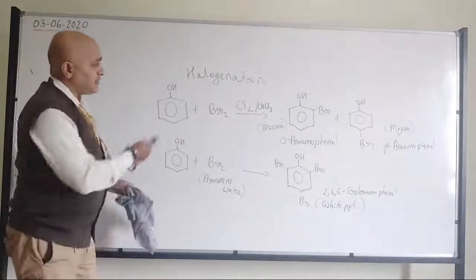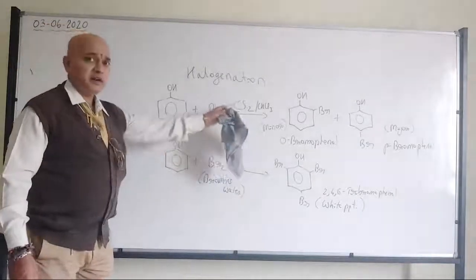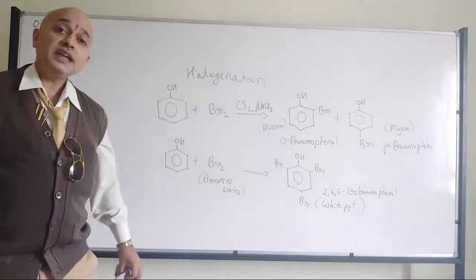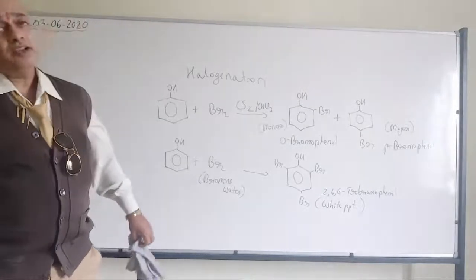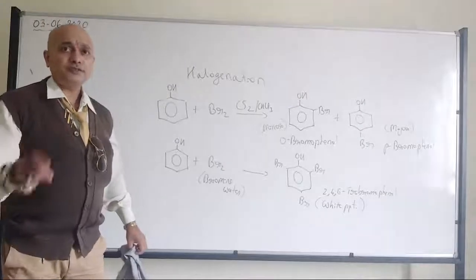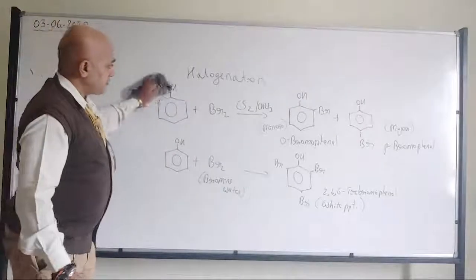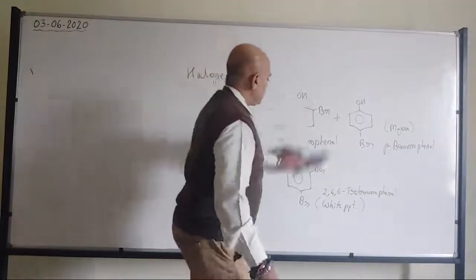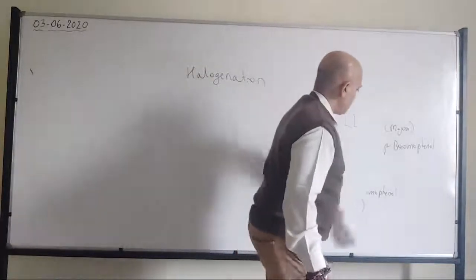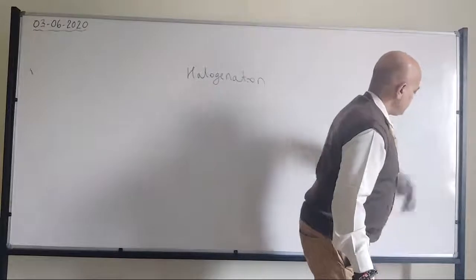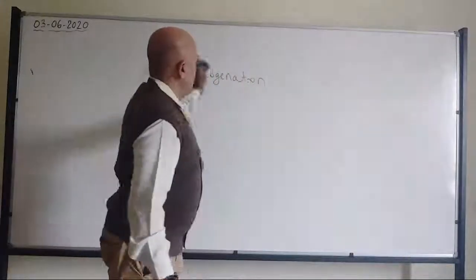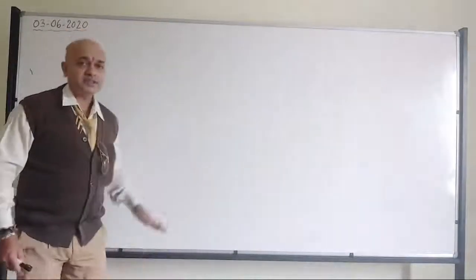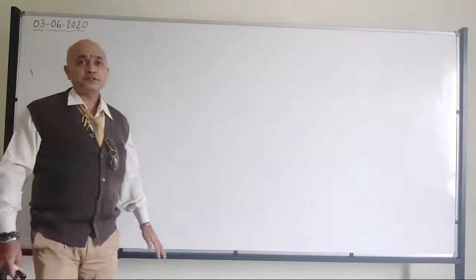So that's the difference between bromine in organic solvent and bromine water. Same as nitration, where dilute HNO3 and concentrated HNO3 give two different types of products. Here also, bromine in organic solvent and bromine water give different products. Any doubts? All of them, whatever we have discussed, are examples of electrophilic substitution reactions.